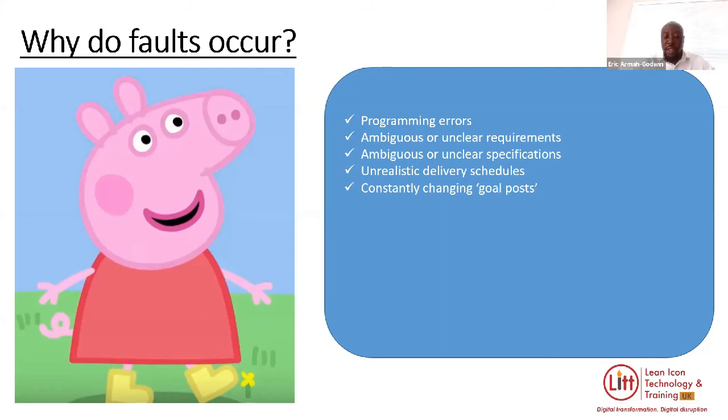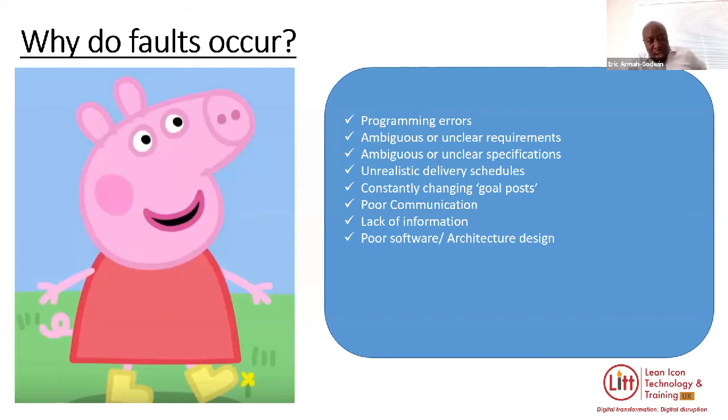Constantly changing goalposts. If requirements keep changing or specs keep changing, this can cause faults to occur in the software. Poor communication. If the team or the testing team does not understand clearly what they need, or requirements are not well communicated, it can result in faults. Lack of information. Sometimes the team does not have what they need to develop what exactly is required. Poor software and architecture design. I won't go too deep into that, but I think it speaks for itself.